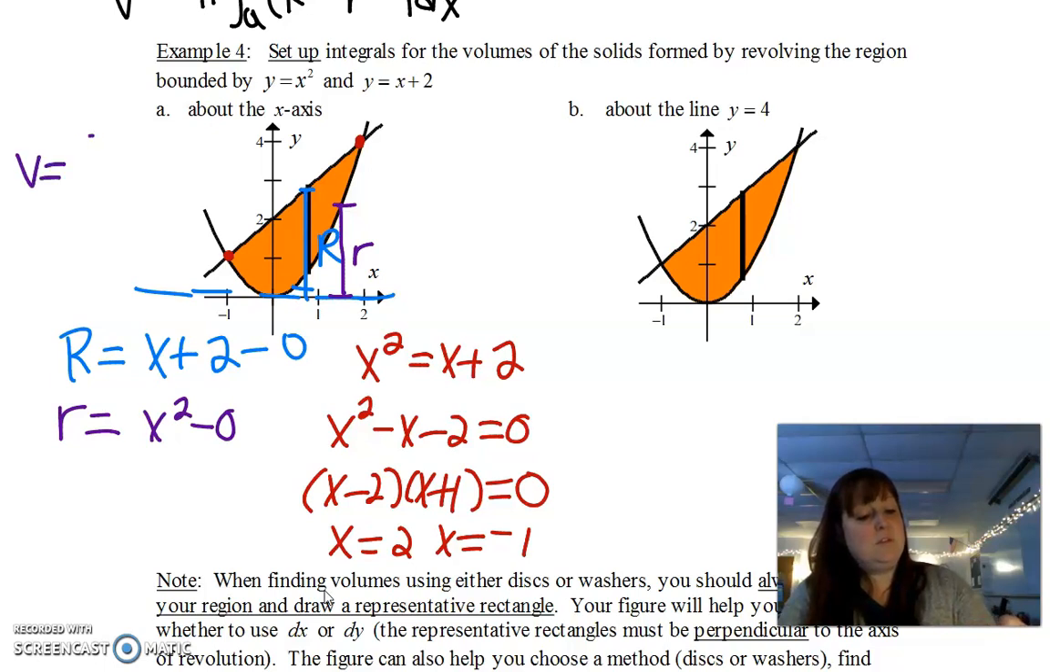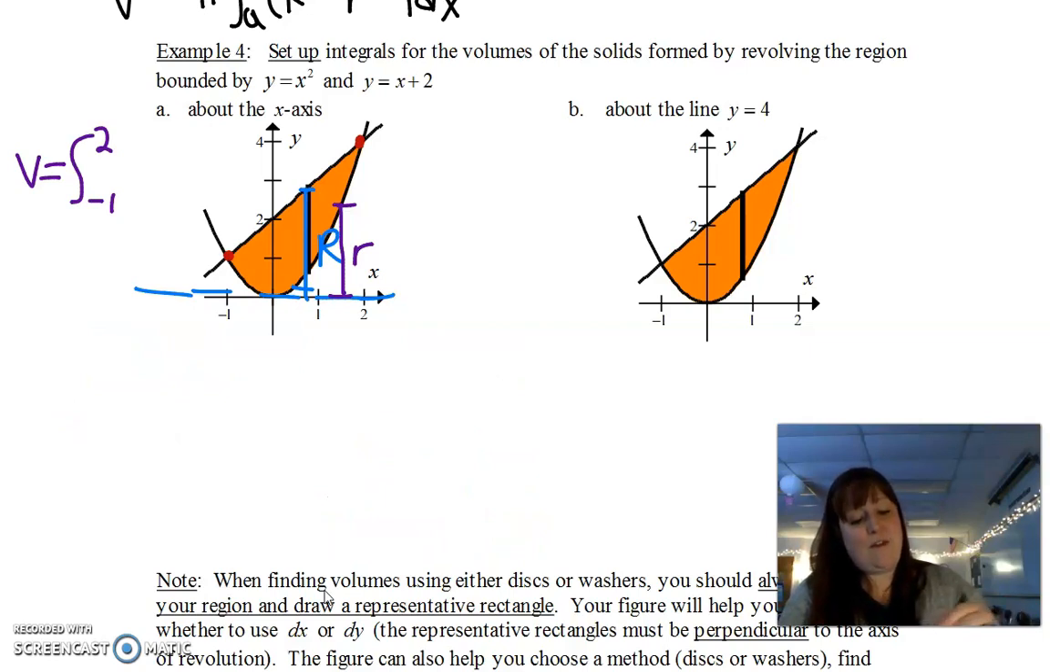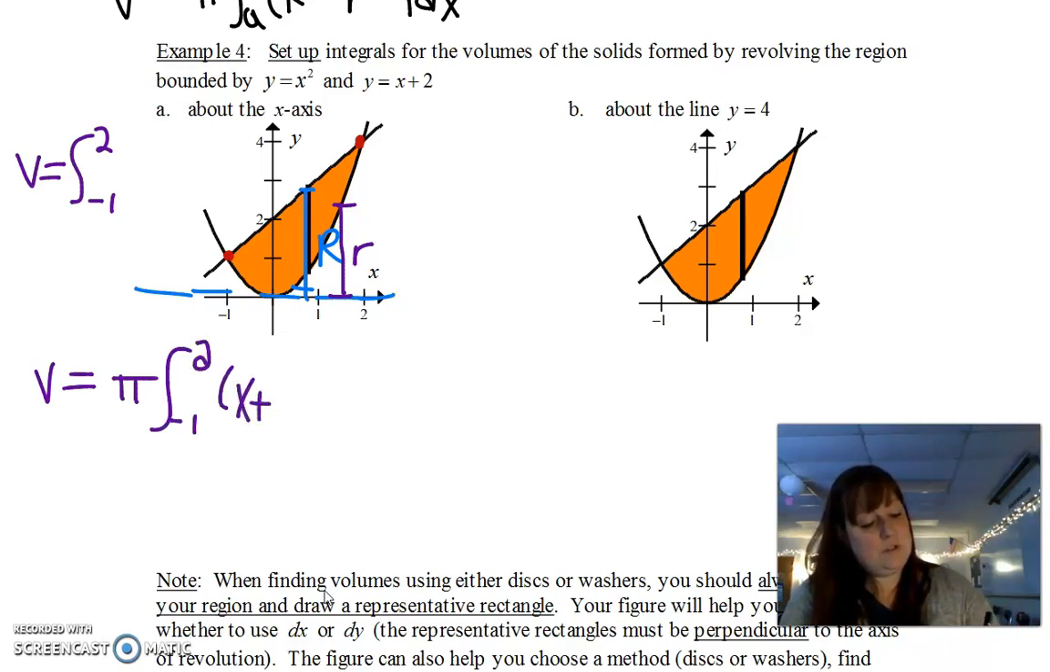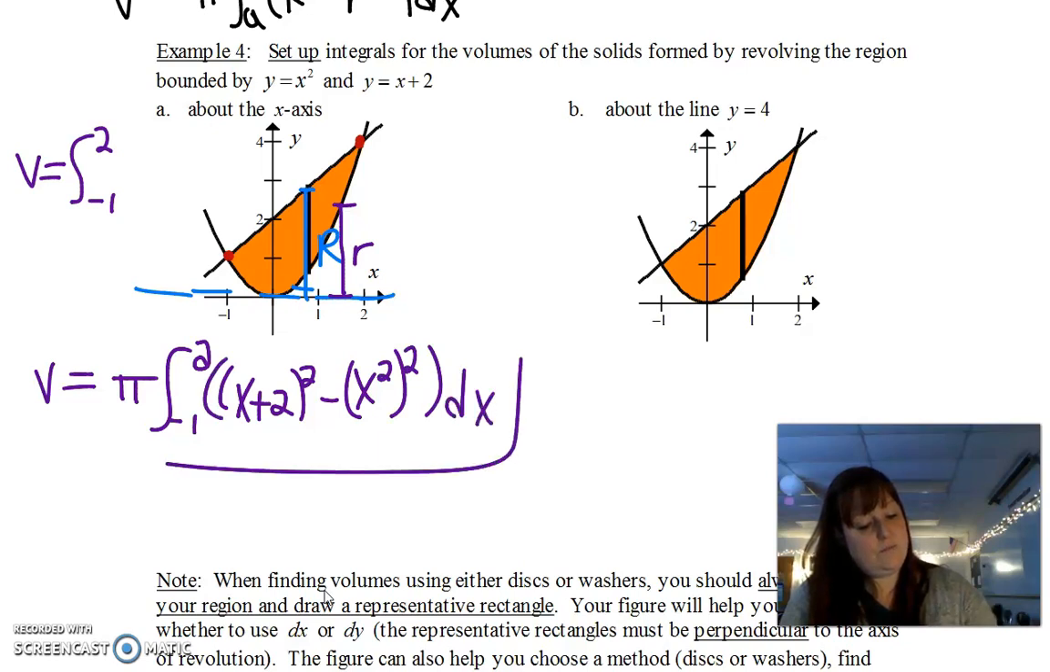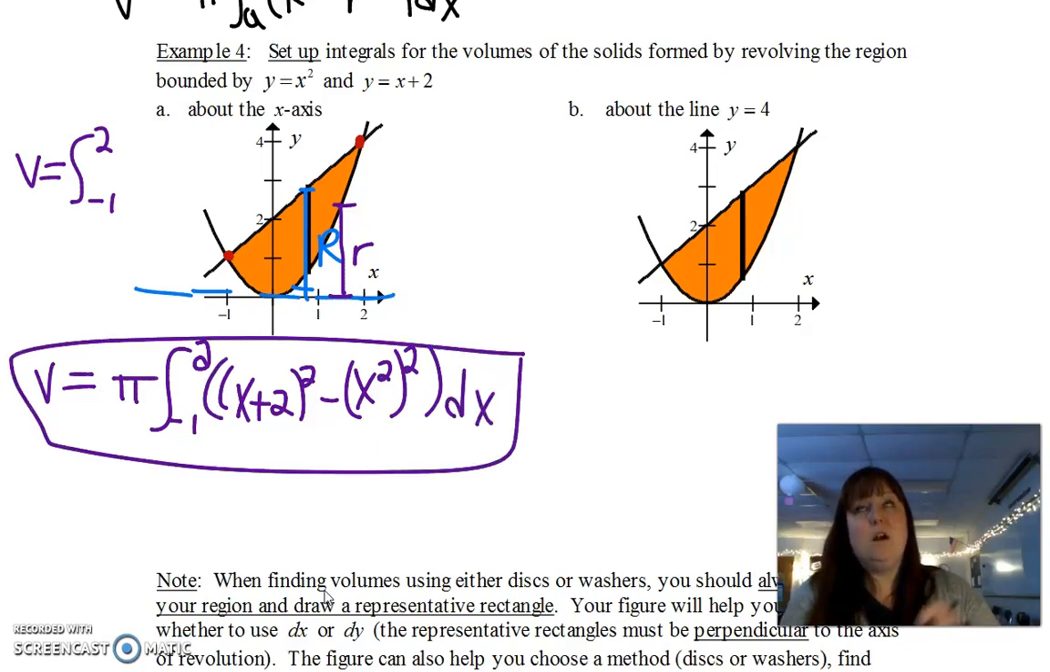The volume equals the integral from negative 1 to 2 of, man, there really is no room here. I'm just going to have to erase all of this. I just have to remember it. Okay. Volume equals pi times the integral from negative 1 to 2 of x plus 2 squared, which is big R, minus x squared squared, which is little r, dx. So that's the volume of that solid made by washers.